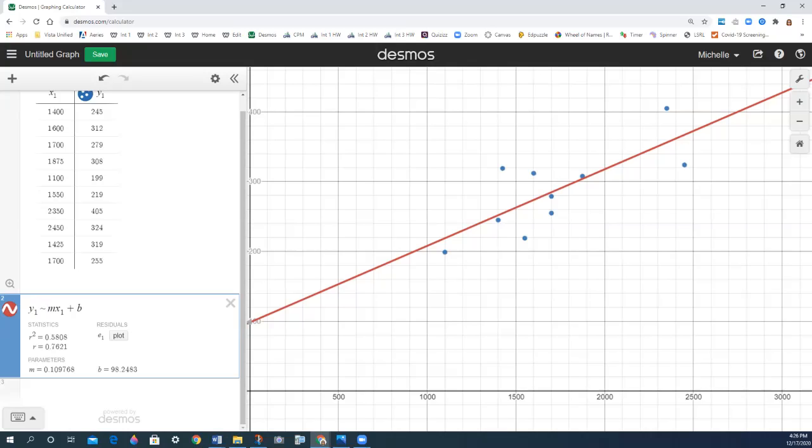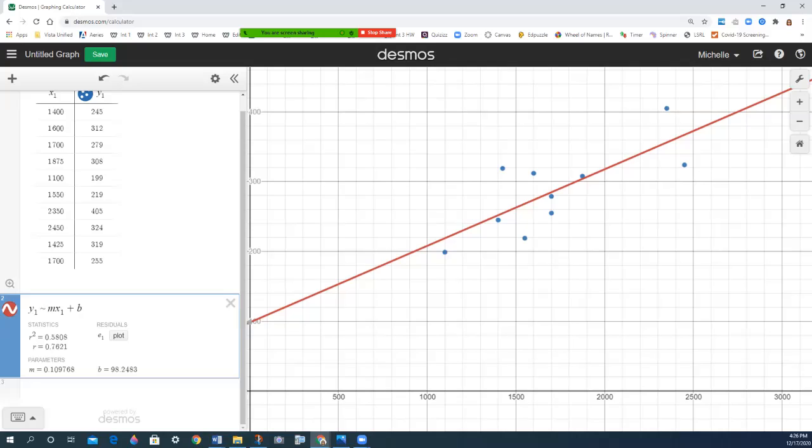The closer it is to 1, if it was 1, every single point would be on my line. Every single data point that I plotted would be on my line. The further it gets from 1, closer to 0, the more spaced out the points are from the line. Again, the closer to 1, the closer those points are getting to your line.